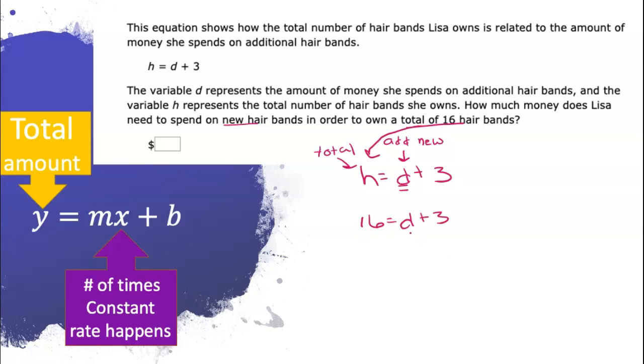Now I'm solving for D, right? What's attached to D? Well, plus 3. How do I move plus 3? I'm going to subtract 3. What I do to one side of an equation, I know I must do to the other. I must keep my teeter-totter in balance. So 13 equals D. So this is money, so I would say that's $13 is how much she would spend on additional hair bands.